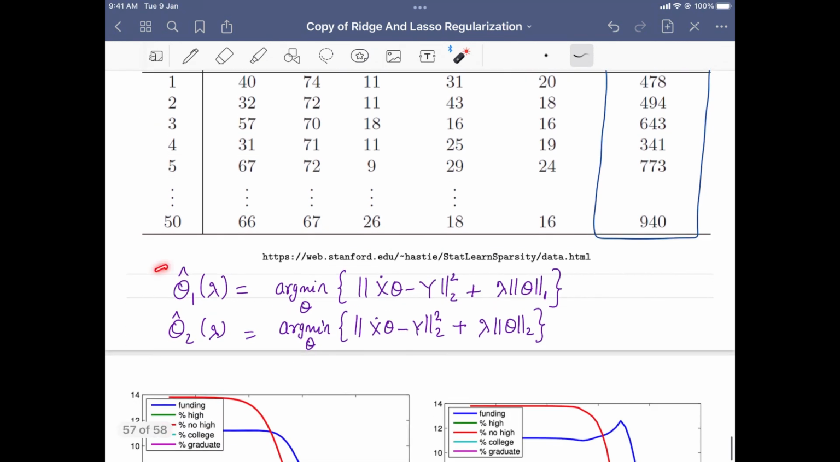So here you can see these are the 2 optimization strategies which I think you must be knowing now. This is the L1 one, and this is the L2 strategy that we are using for getting the optimized values of theta. If you do it through lasso regression, you will get theta 1 hat. If you do it for L2, you will get theta 2 hat. So these 2 are the optimal parameters that you will get for lasso, and this is for ridge.